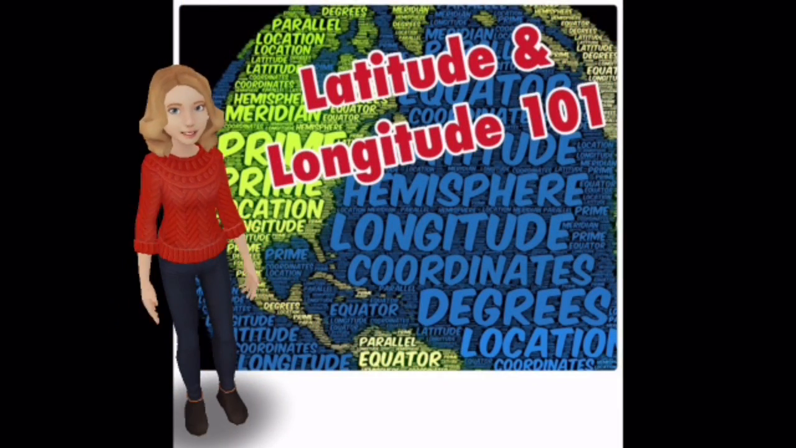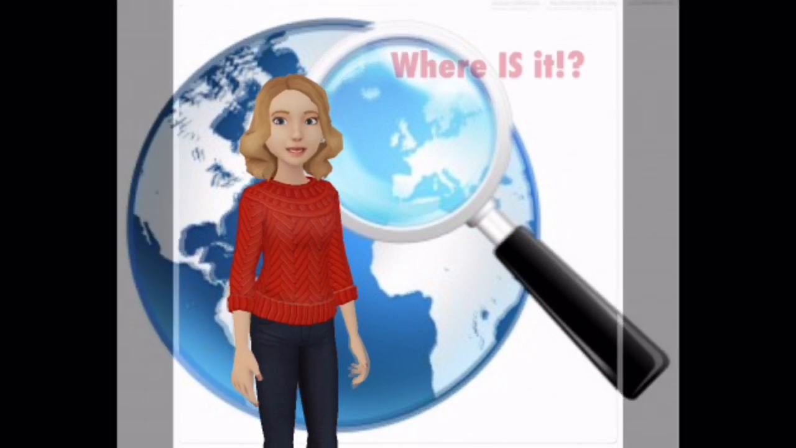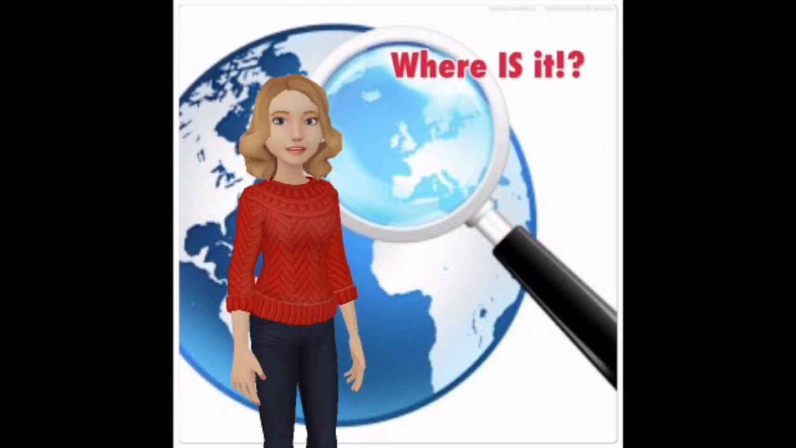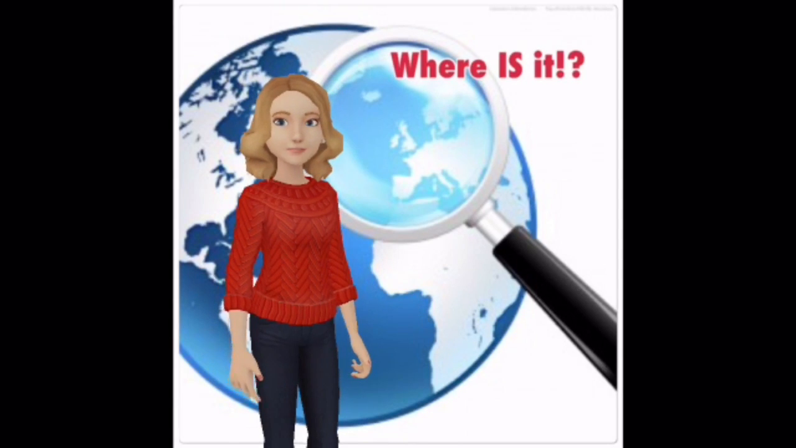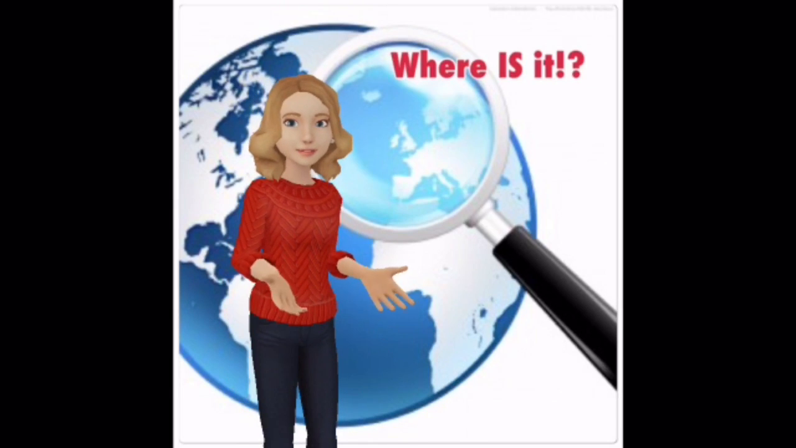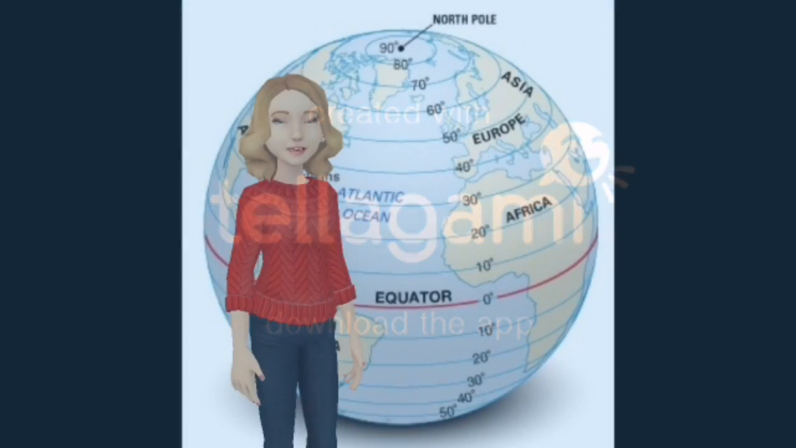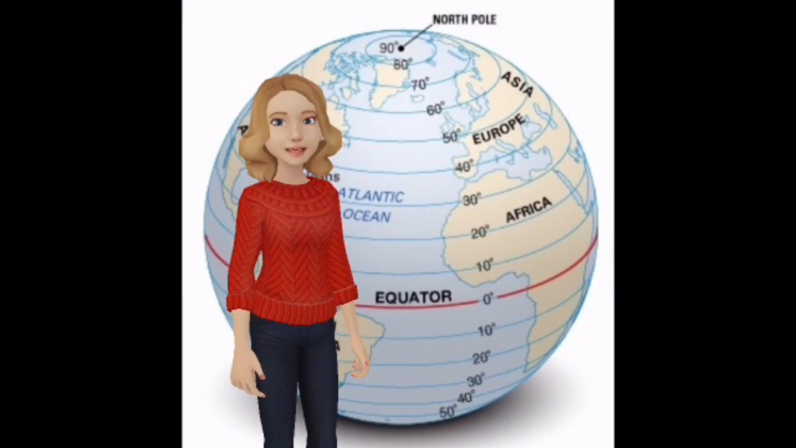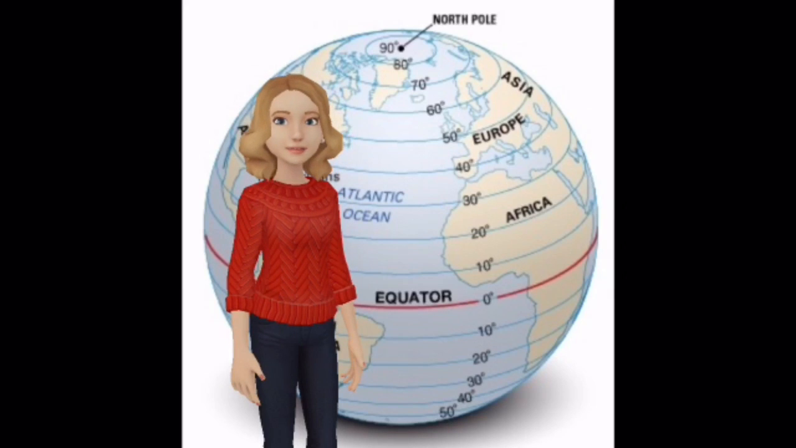Latitude and Longitude 101. When we talk about where things are in the world, how do we describe that? If you were to describe where something was, would you say that it was above Africa or to the left of Russia? What if we don't know where those places are? Luckily for us, the world has been divided into sections using latitude and longitude.